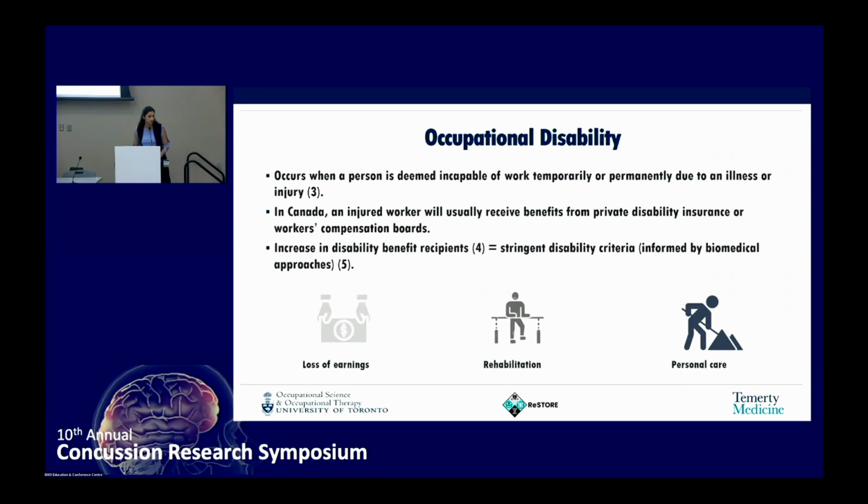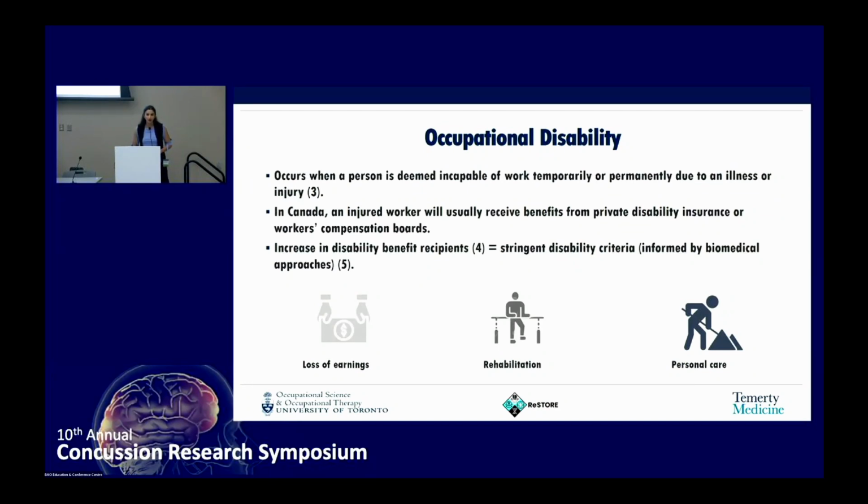Return to work outcomes. So occupational disability or work disability, what is that? This occurs when a person is deemed incapable of work, either temporarily or permanently, due to an illness or an injury. In this case, we're speaking about concussion, but this can be as a result of neurological, psychological, and physical concerns. Now, in Canada, benefits are largely funded by private insurers for individuals that are experiencing work or occupational disability. These private insurers may be short-term or long-term disability benefit companies, or as we know, workers' compensation boards, and in Ontario, our board is referred to as the WSIB.